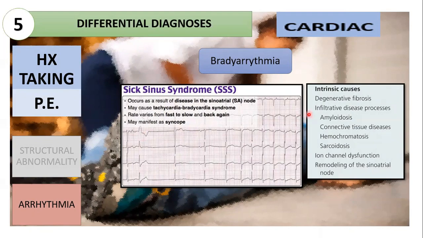Here are the intrinsic causes of sick sinus syndrome. Check this in the past medical history if the patient was diagnosed with any of these: amyloidosis, connective tissue diseases, hemochromatosis, sarcoidosis, ion channel dysfunction, or if you note the remodeling of the sinoatrial node. For PE, check the pulse rate of the patient to detect the variations in rhythm.